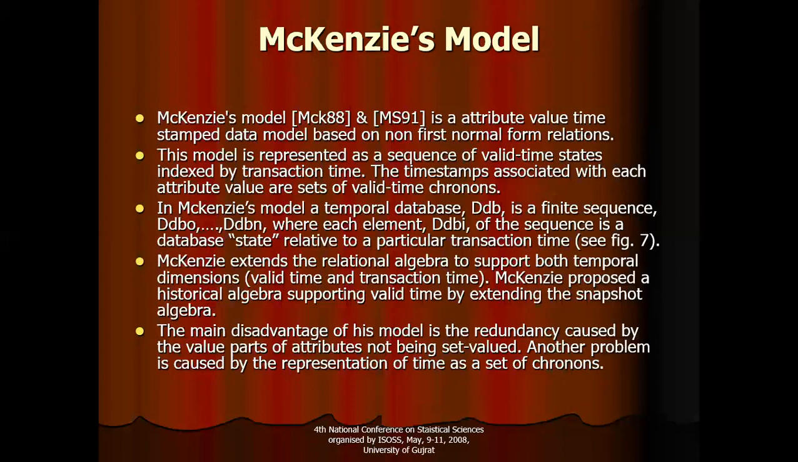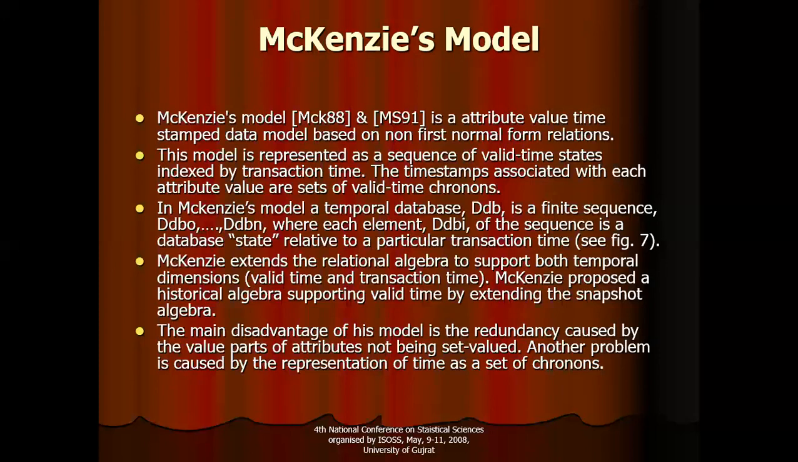The disadvantage of the model is the redundancy caused by the values supports of attributes not being set valued. As I said earlier, every model has its advantages as well as limitations. There are pros and cons. The main disadvantage of this model is redundancy, because we are using value pairs, so the values become redundant. Every time we make a pair, the previous values always come. So it generates values which are redundant. And of course, whenever we have redundant information, it is always difficult to handle it.